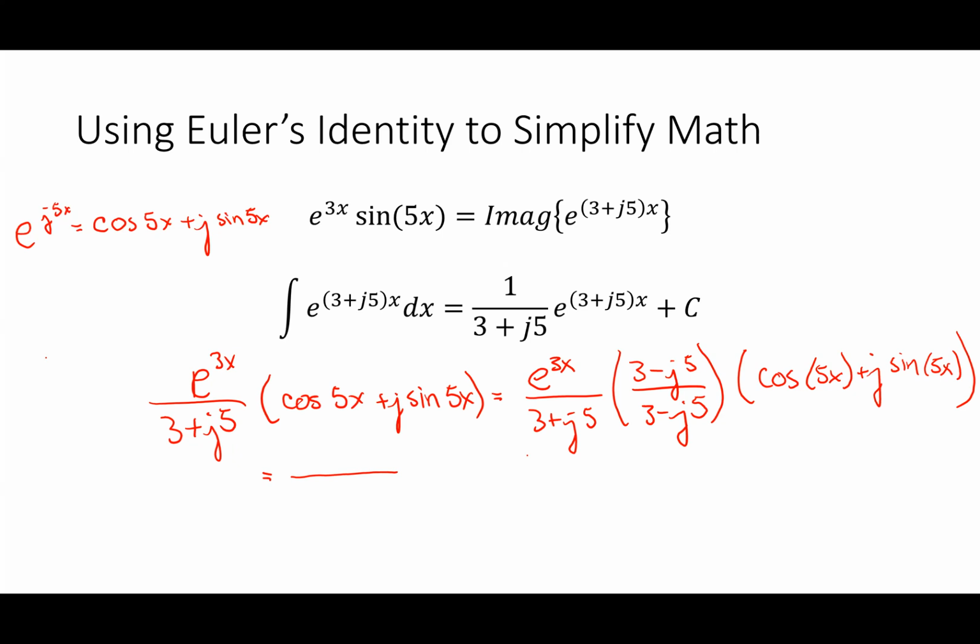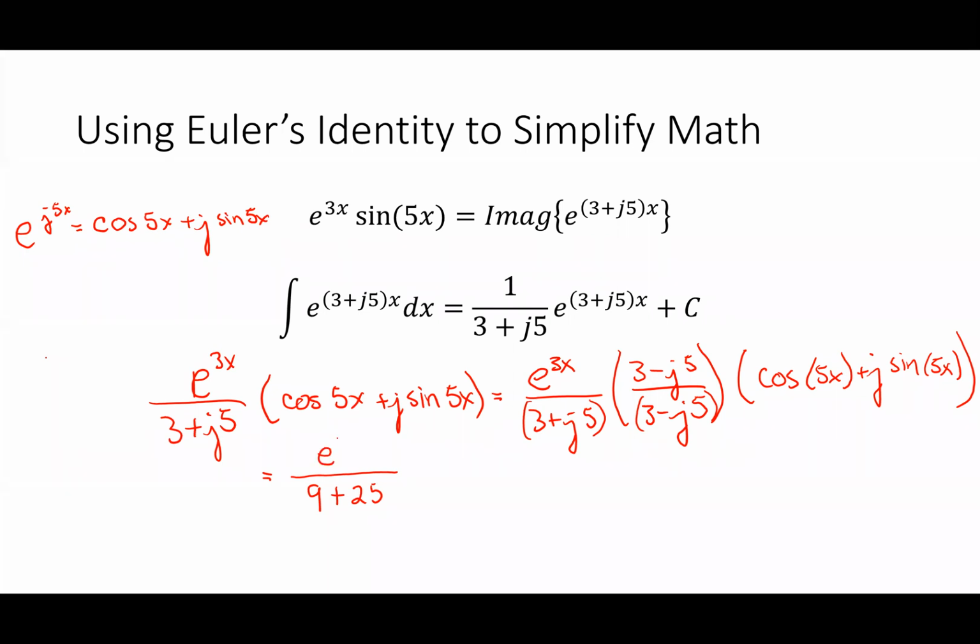Plus 20. So if I take 3 plus j5 times 3 minus j5, so I multiply a number by its conjugate, what you'll find is that the imaginary parts go away. Yeah, I see someone writing 9 plus 25. I get 9 plus 25, which is 34, right? There's no imaginary part to that, and so that's one nice thing about it.